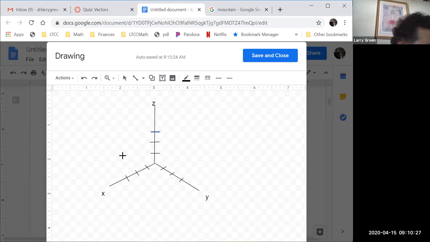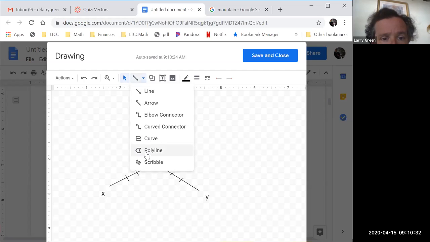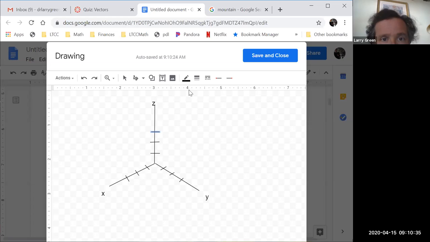Okay, and now we want to draw 3, 1, 2. So the way I do that, let me use this drawing tool now, the scribble. I'm going to go over from the origin, 3. Yeah, that wasn't very good. One more time. Then I'm going to move in the direction of the y-axis, 1. And then I'm going to go up, 2.